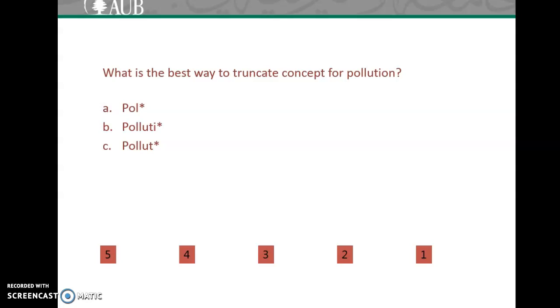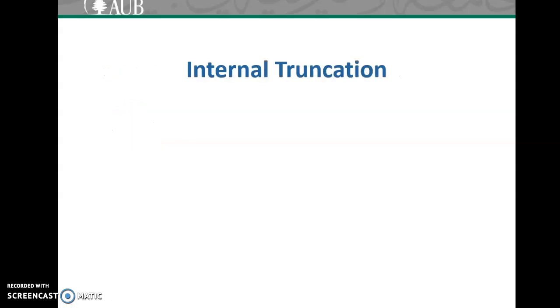What is the best way to truncate the concept of pollution? Pol star, starting with a small root which the asterisk continues, gives me many irrelevant results, like polio, for example. Polluti, truncating after the i, will make me miss pollutant, pollutes, or polluted, which are important concepts in the synonyms of pollution. So the right truncation will be pollut star. Be aware of how to truncate and where to truncate.